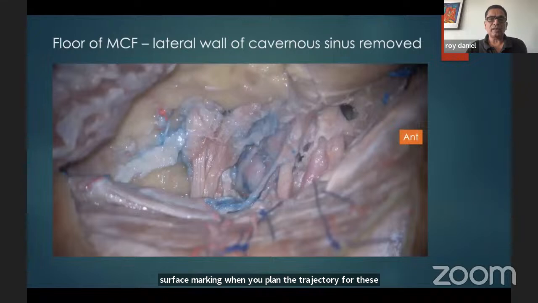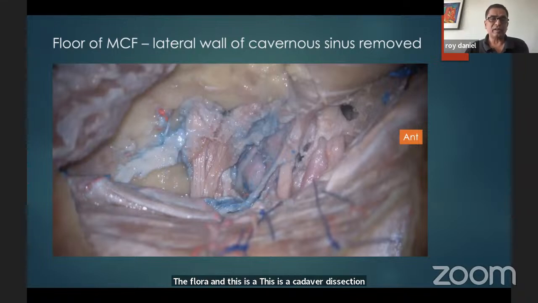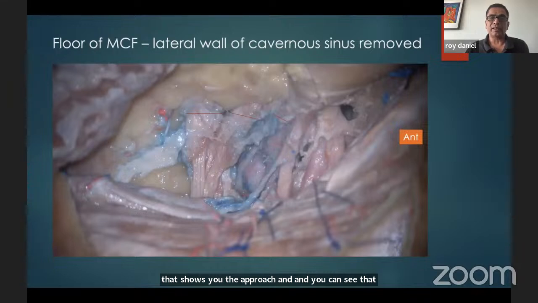The floor, and this is a cadaver dissection that shows you the approach, and you can see that the dura has been reflected off the floor of the middle cranial fossa.